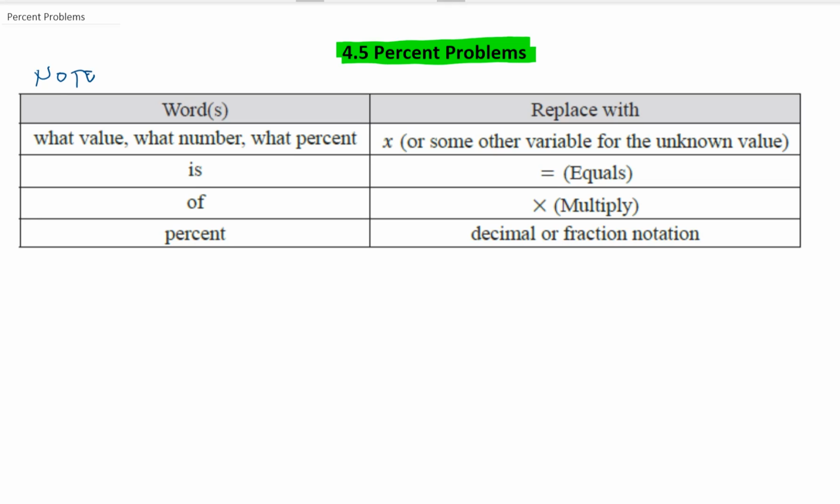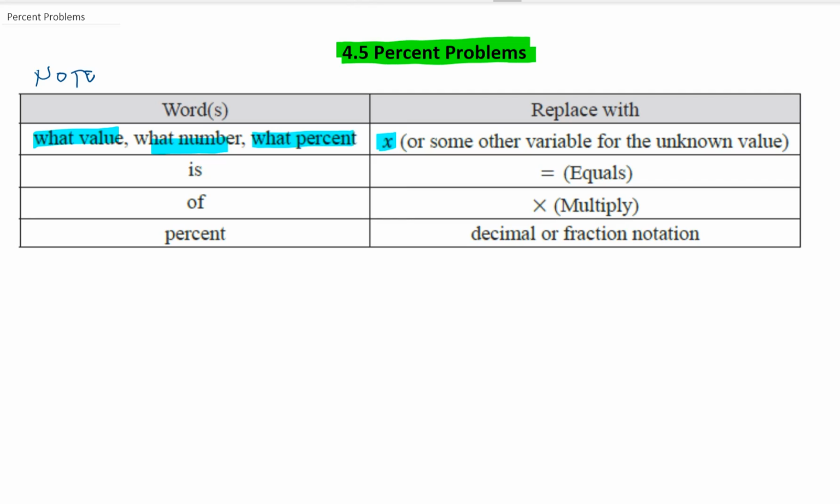So if you encounter these words, what value, what number, what percent, you can replace them with X or any letter. Okay, so in math, a letter could represent any number. So usually we use X. Again, you can also use other variables for the unknown value. So it could be X, Y, Z, or any letter.